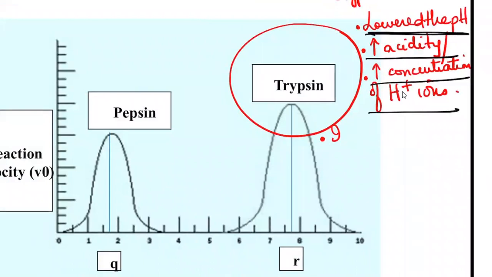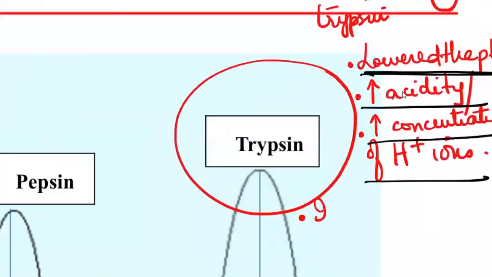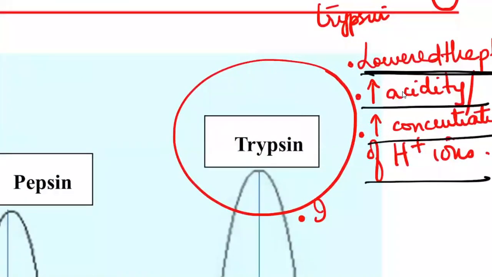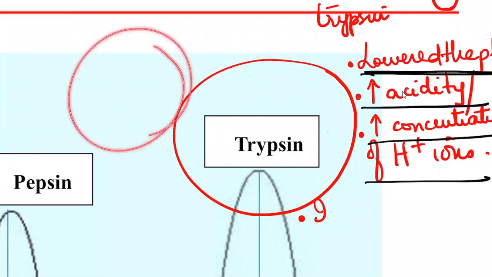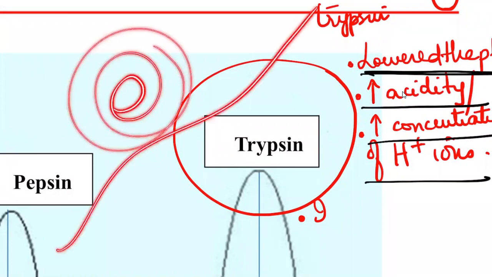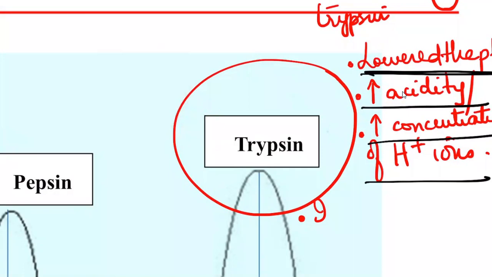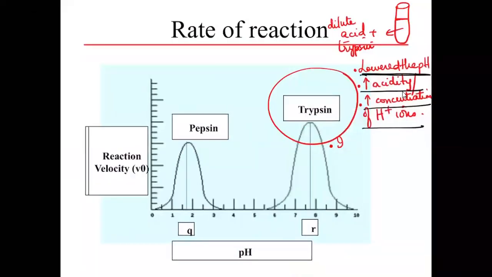If we give trypsin an acidic environment, the active site of the trypsin will be lost. Why? Because when we lower the pH, we are increasing the acidity, and hence we are increasing the concentration of H plus ions. Because of that, the ionization of the R groups of the trypsin protein molecule will change, because of which it will lose its 3-dimensional shape or configuration. If it was a folded shape, it will become straight, and it will lose its active site. So here there are two kinds of things.